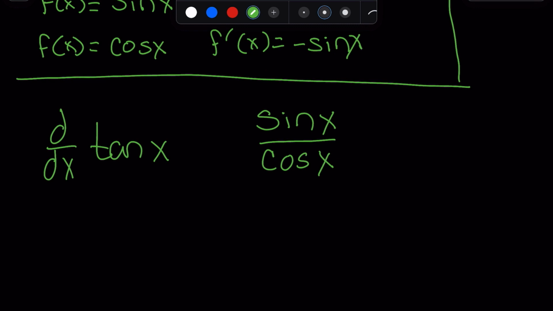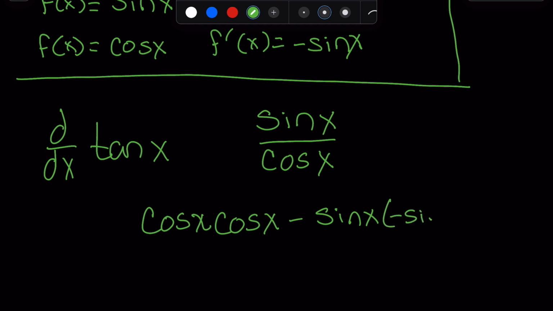So from our quotient rule, we know we're supposed to take the derivative of the top. So the derivative of sine is cosine times the bottom, which is another cosine, minus, now we leave the top alone, and the derivative of cosine is negative sine, all over the bottom squared.